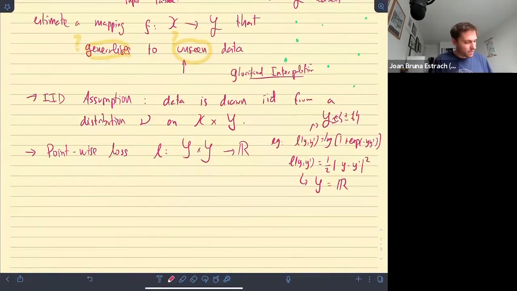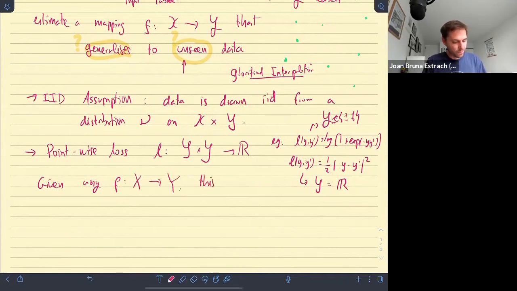Okay, so given these losses, given any estimate or any function f, we can use these ingredients to define two things, right? So this defines the population risk, which is just the expectation for the data of the loss.